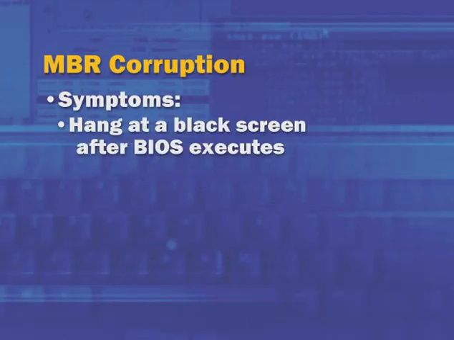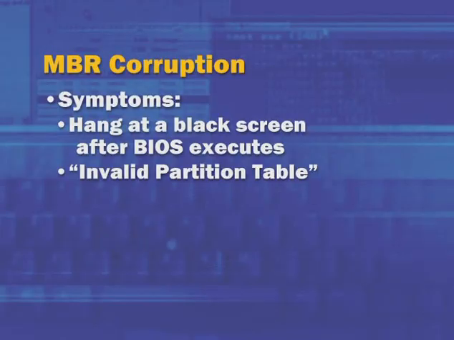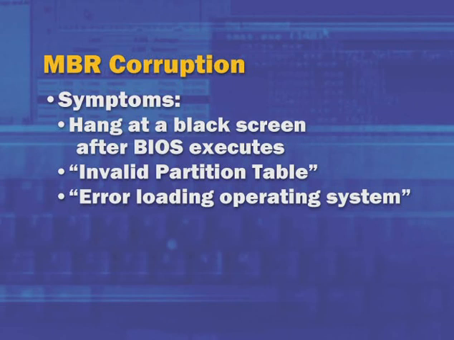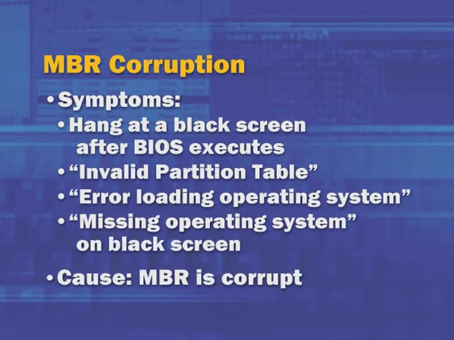Let's take a look at a couple of problems that might be preventing your system from booting, their associated symptoms, and how you'd fix these kinds of problems, starting with master boot record corruption. This type of problem can manifest itself in different ways depending on how corrupt the master boot record has become. For example, you reboot the machine, you see the black screen that comes after the BIOS post message, and the system hangs. Or you see a white text message appear on the screen that says invalid partition table, error loading operating system, or missing operating system. The cause of this could be master boot record corruption.